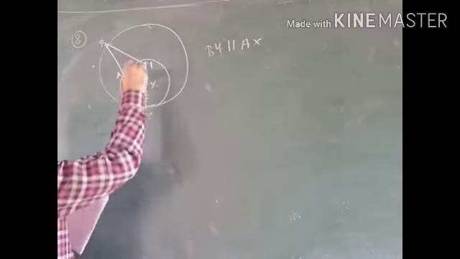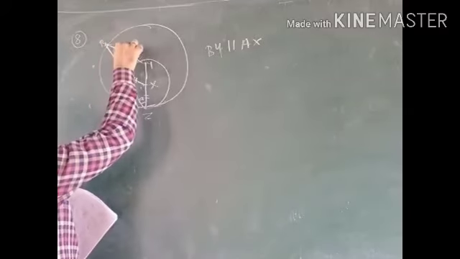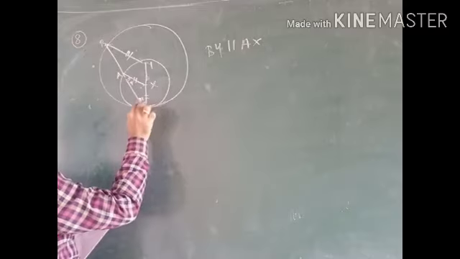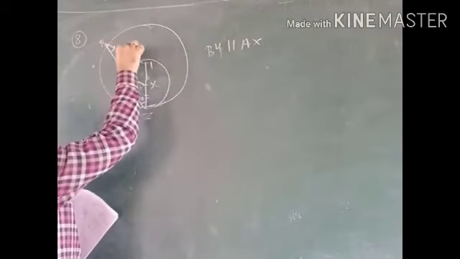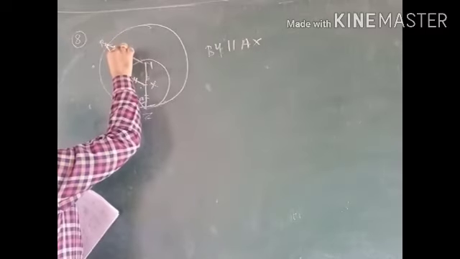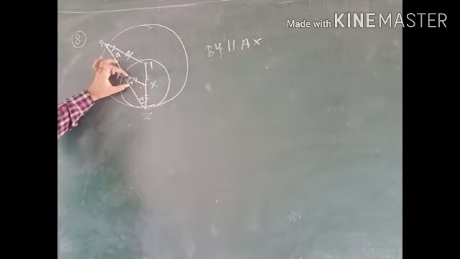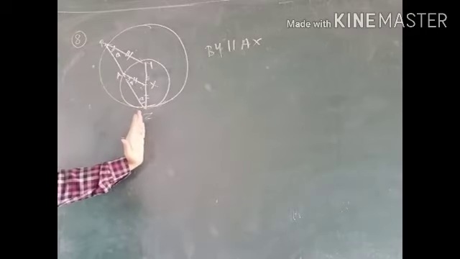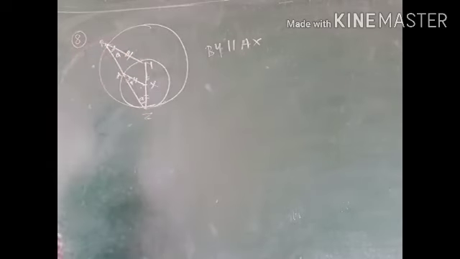Now come to the bigger triangle YBZ. YB is equal to YZ because they are radii of the same circle. Hence, this angle is congruent to this angle because opposite angles of congruent sides are equal. Now see, this angle is a, this angle is a. Both the angles are congruent, and they are corresponding angles because BZ is a transversal. Hence, this line AX and BY are parallel.